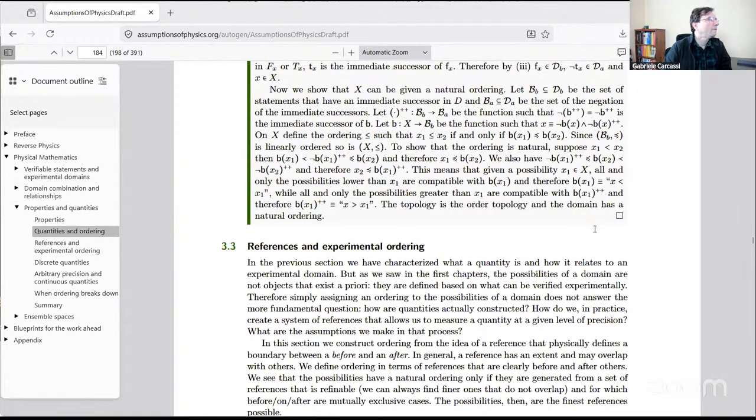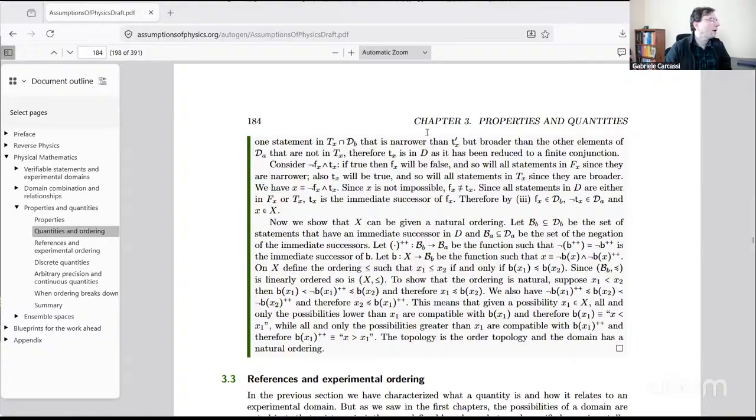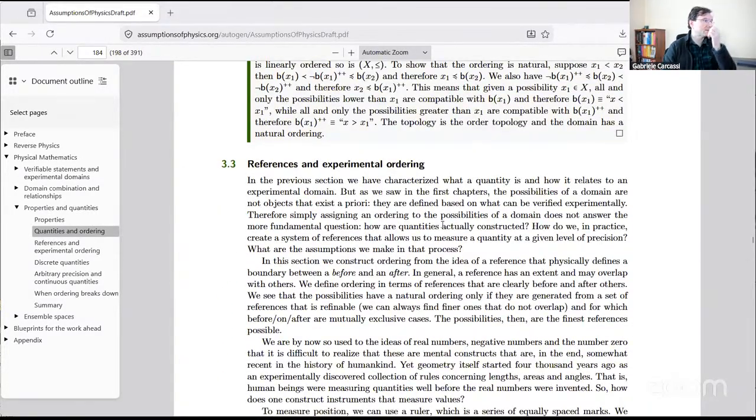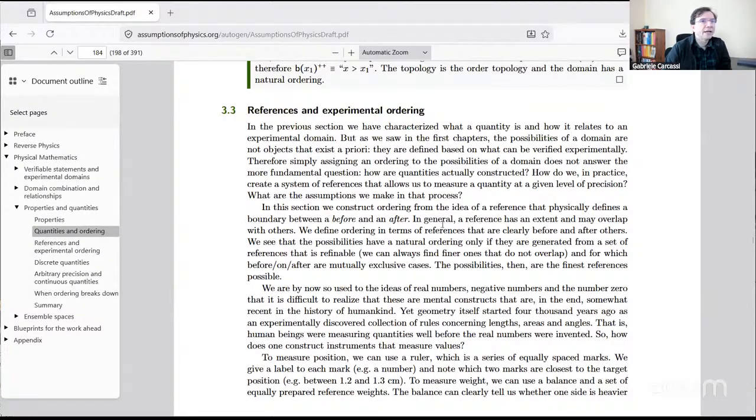Yes. We finished talking about the idea of quantities as ordered properties, and we were ready to basically start thinking about references as the thing that we have when we are setting up measurement scales to be able to define this before and after in terms of experimental stuff.